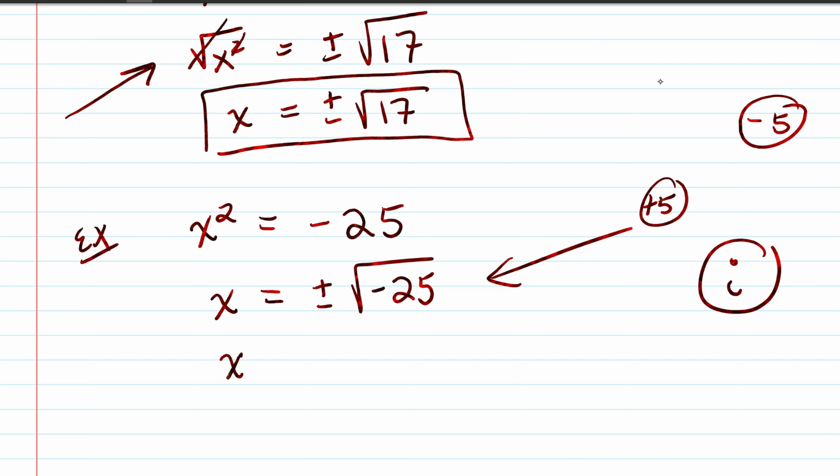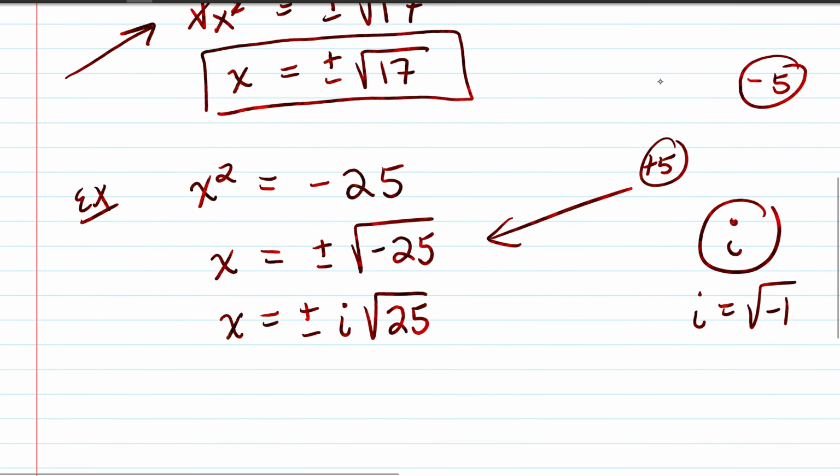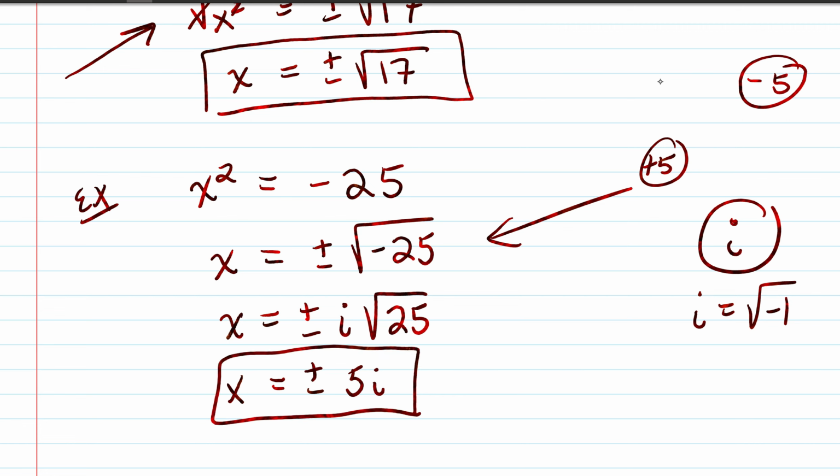So our answer will be x equals plus or minus, and because of that negative, i is equal to the square root of negative 1, actually. Because of that negative sign, we use i, and then we can write 25 by itself. And now we can actually take the square root of 25, which is 5, and put it right next to the i. So x is equal to plus or minus 5i.